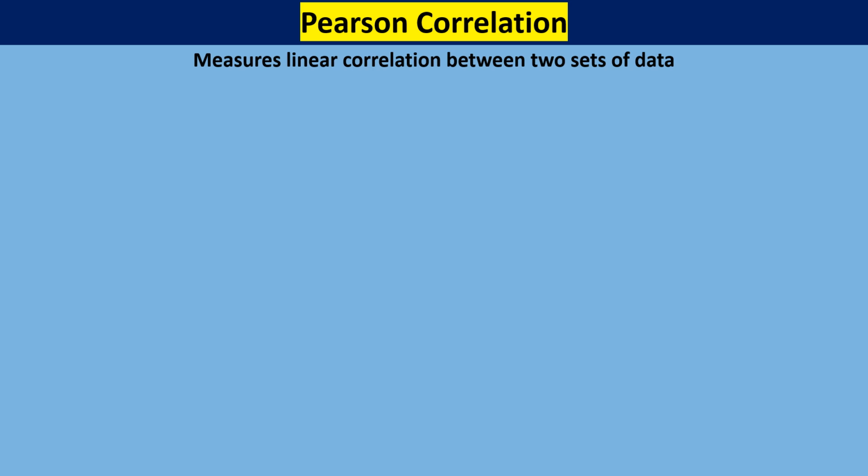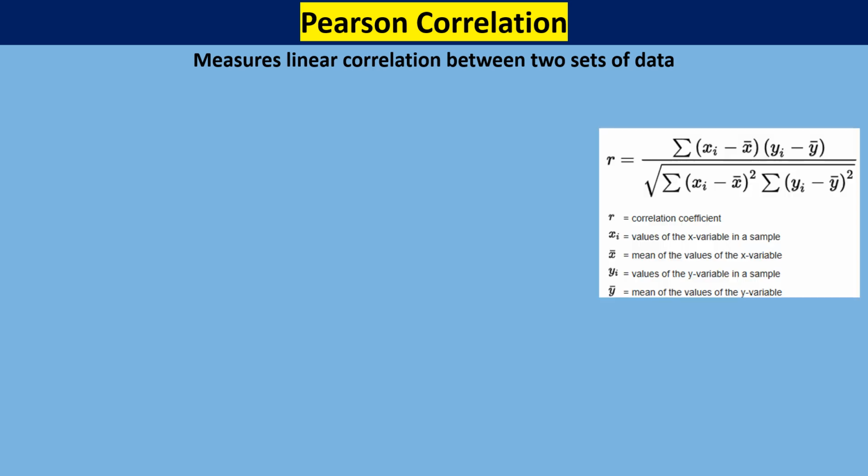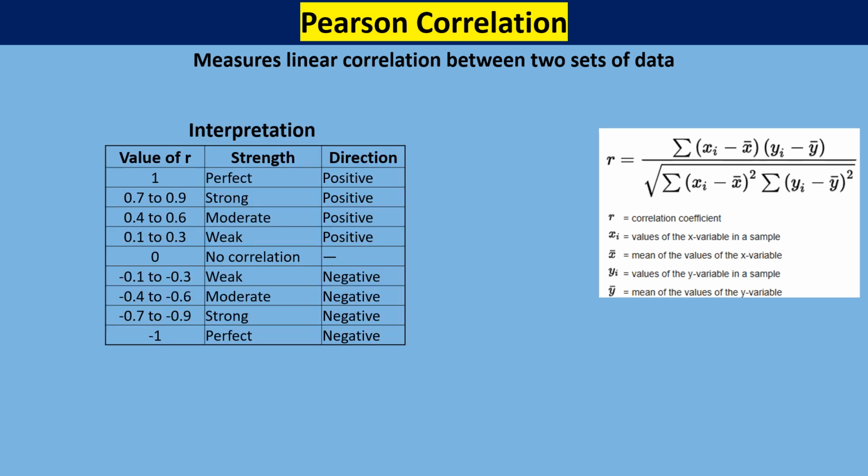Pearson correlation is about this formula. The Pearson correlation coefficient, also known as Pearson's or simply the correlation coefficient, is a measure of the linear relationship between two continuous variables. It tells you how strongly, and in what direction, two variables are related. Plus one is a perfect positive relationship, zero means no correlation, and minus one is a negative relationship.